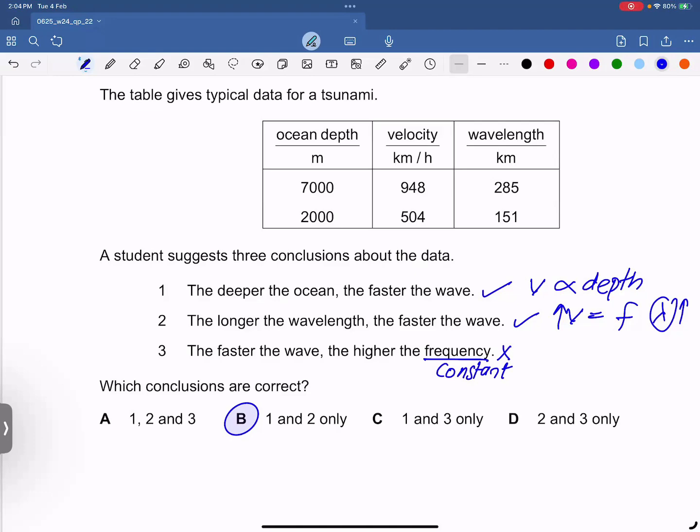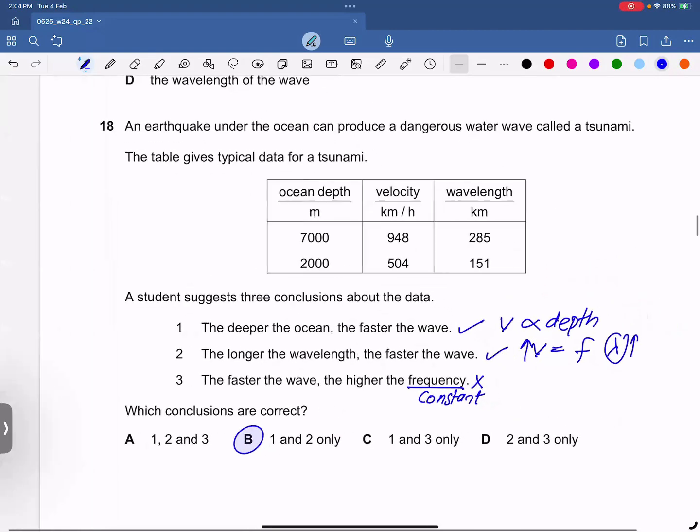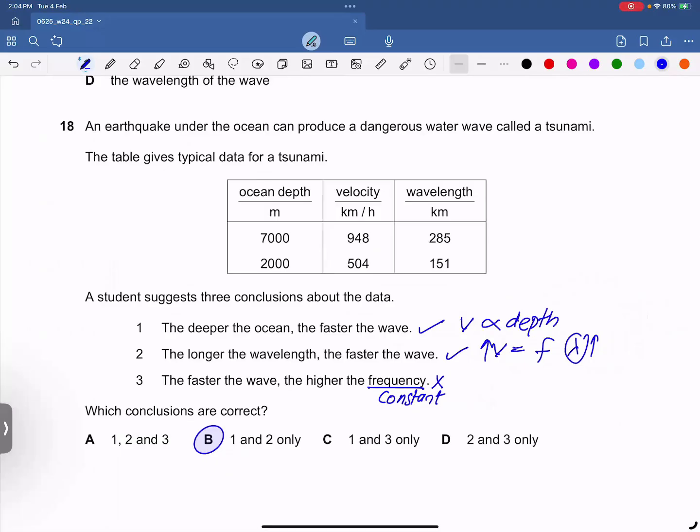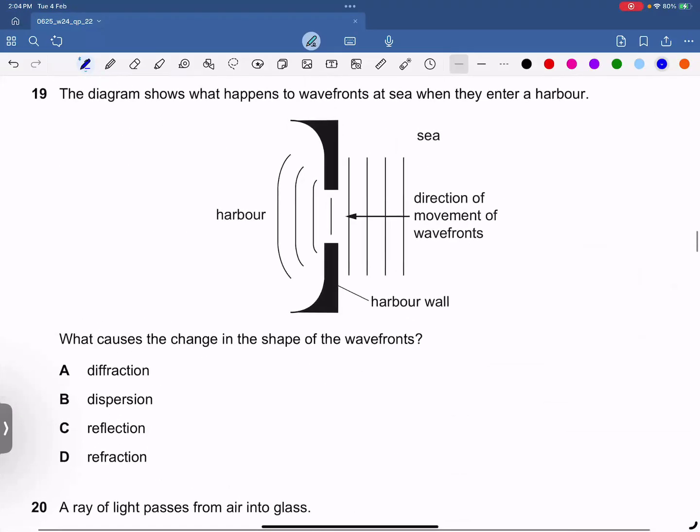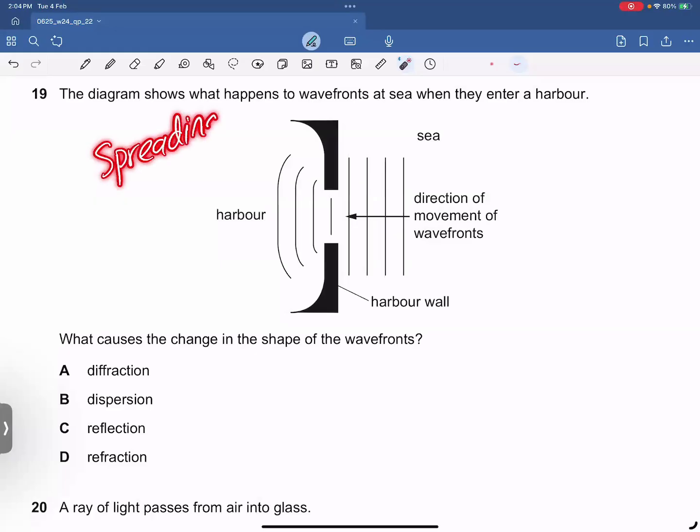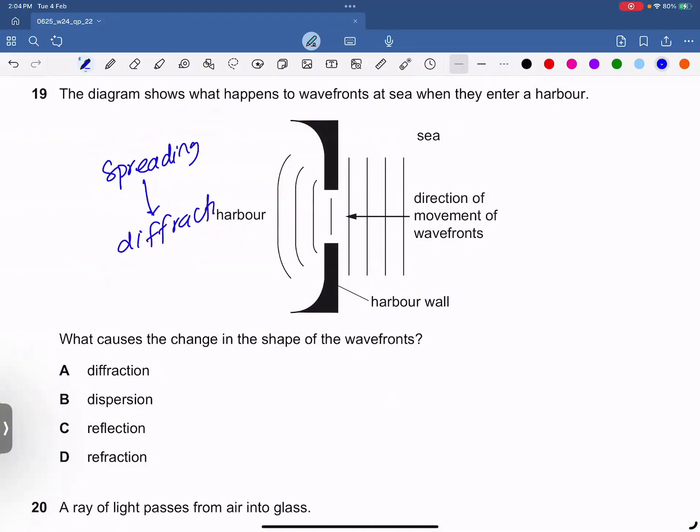Okay. We chose B. We need to move to question number 19. The diagram shows what happens to the wave fronts as they enter the harbor. They are spreading. And you know, spreading of waves is called diffraction. So option A, very easy, lower order thinking question. We proceed to question number 20, my dear students.